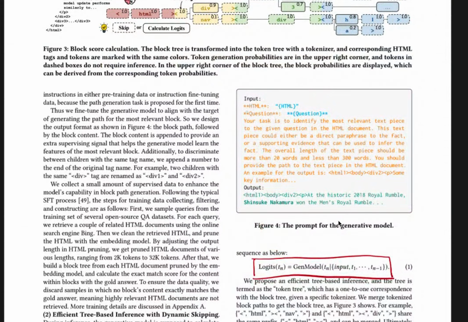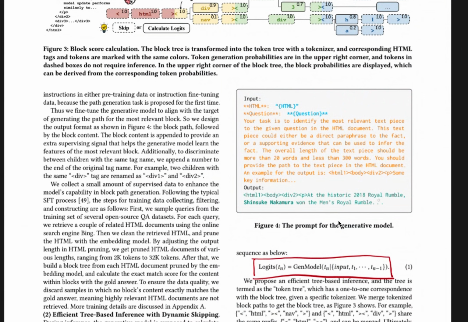You are going to give the HTML and the question, and what you are going to tell the model is to identify the most relevant text piece of the given question in the HTML document. And you will also be asking it to give you the block path of that, right? Because the block path is pretty important. Now, what is going to be the output?